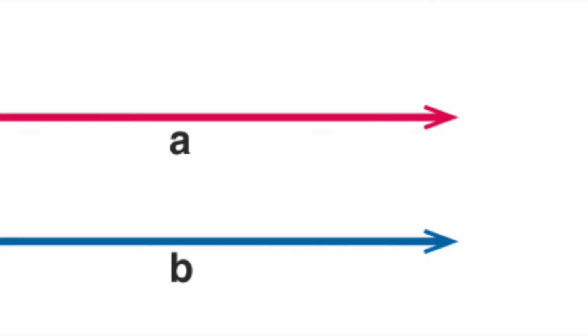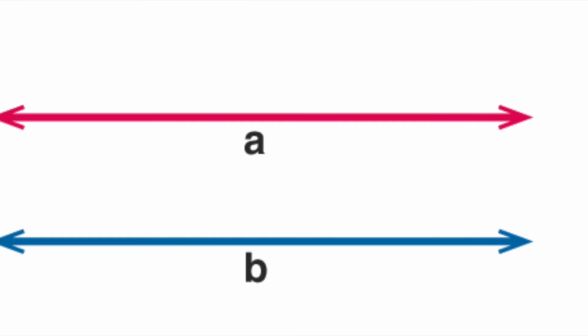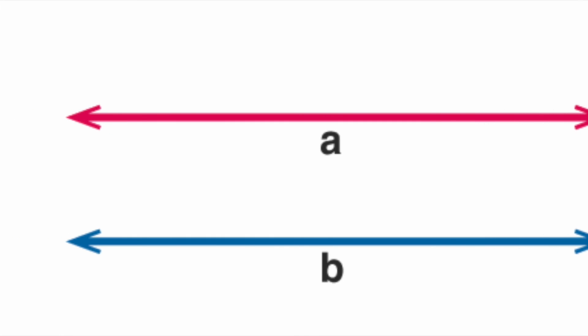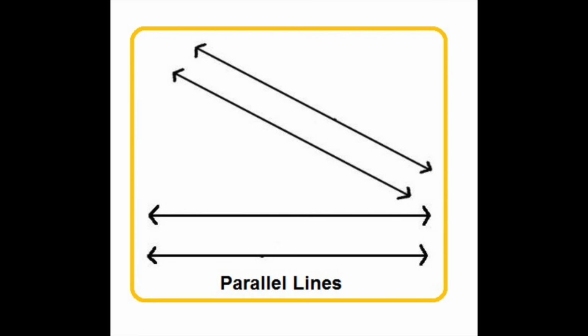We're also going to be talking about parallel lines. Parallel lines are two lines that are always the same direction apart and they never touch. I should say that more clearly. They're the same distance apart and they never touch.